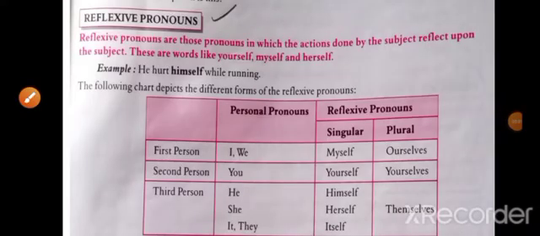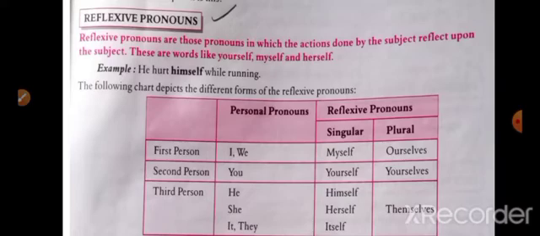Reflexive pronouns. Reflexive pronouns are those pronouns in which the action done by the subject reflects upon the subject. These are words like yourself, myself, and herself. Example: he hurt himself while running. The following chart depicts the different forms of the reflexive pronouns.